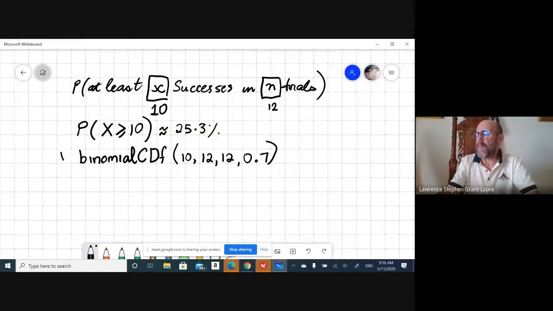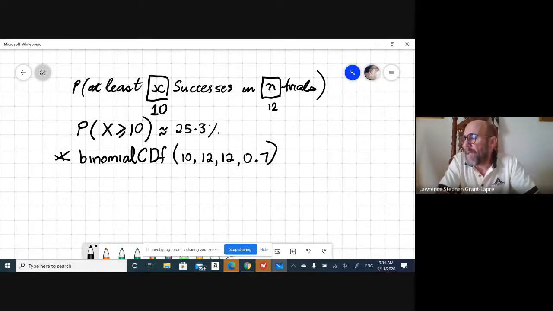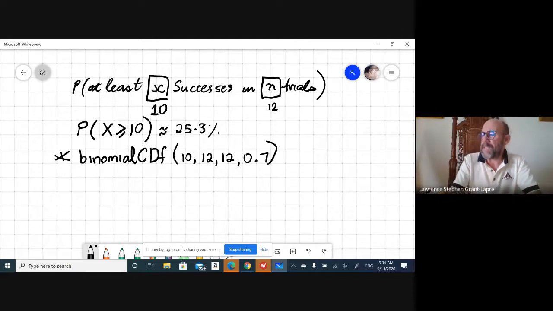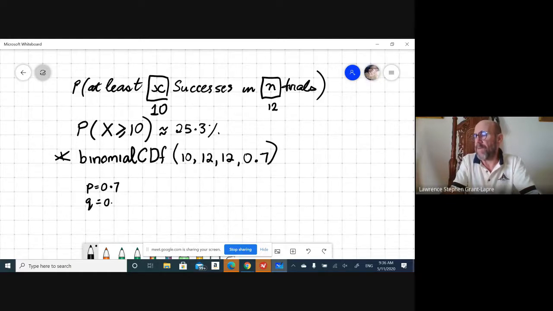This is an important command. Binomial, capital C. You can type that straight into your menu, or you could use it through the interactive. Now, in this example, we knew P was 0.7. We knew Q is 0.3. And we know N is 12.